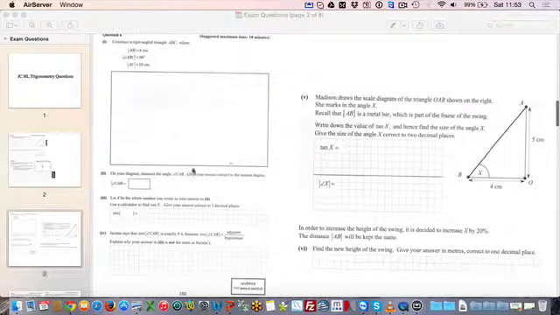So then there's some questions on that. Madison draws the scale diagram of the triangle OAB shown on the right. She marks in the angle X. Recall that AB is a metal bar which is part of the frame of the swing. So AB, where's AB? Where's AB, Edel? It's that fella there. Yeah, that line. Write down the value of tan of X and hence find the size of the angle X.